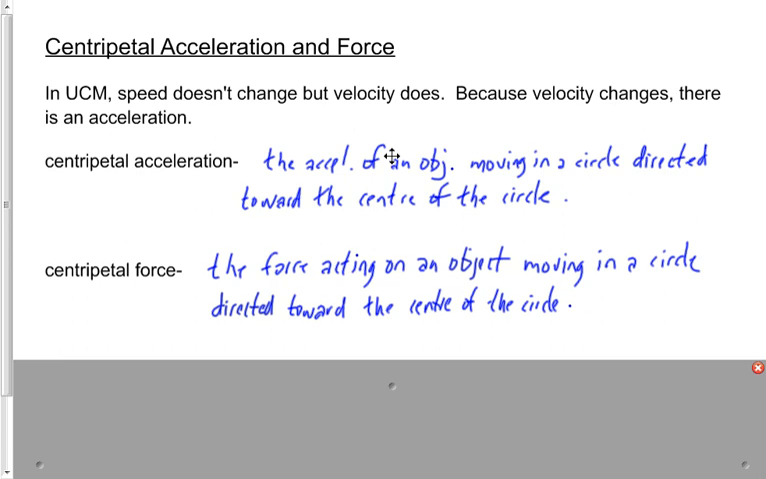As I swing my keys around my head right now, they're moving in a circle. Which way do they want to go? Just stop writing for a second. Which way do my keys want to go? Yep, in a straight line. But they're not going in a straight line. Why not? Well, something's keeping them from going in a straight line.